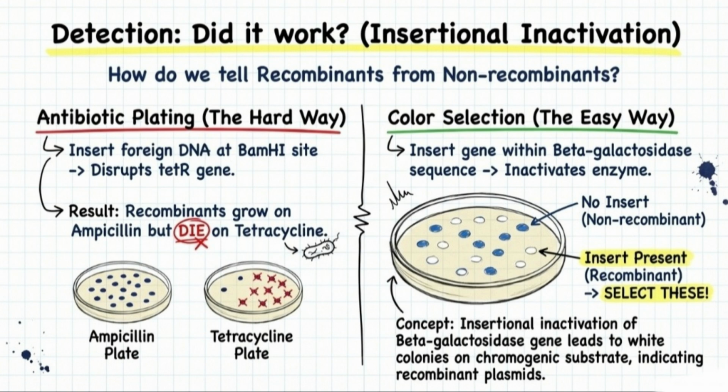So, on the ampicillin plate, colonies grow. On the tetracycline plate, recombinants die. This method works, but it requires replica plating and careful comparison. That's why it's called the hard way.